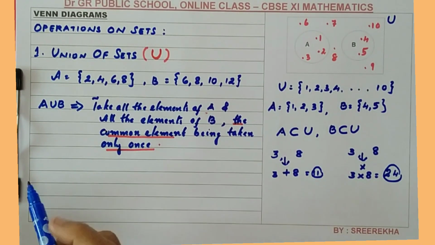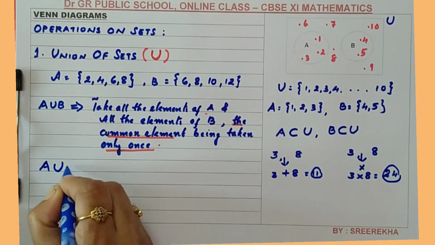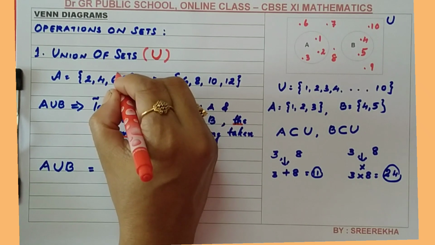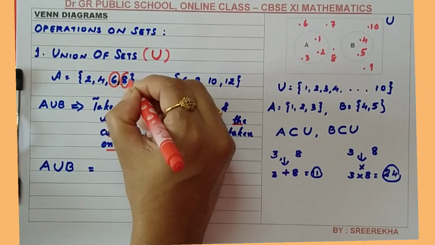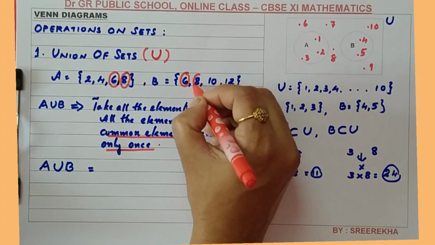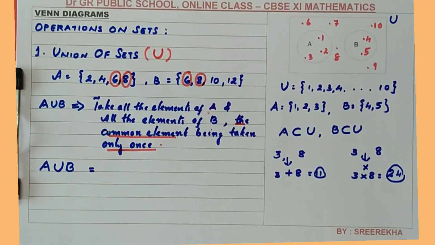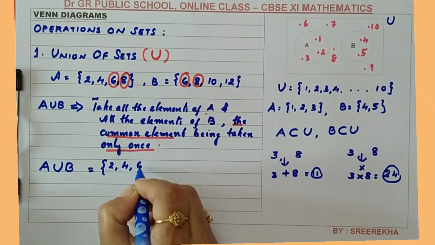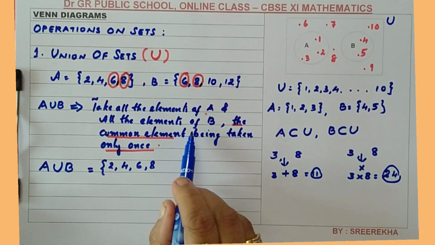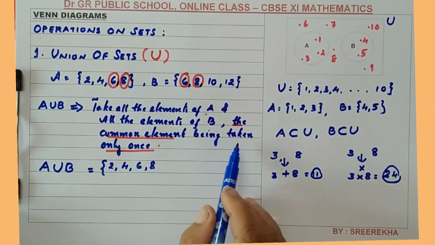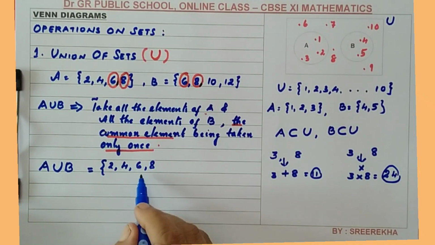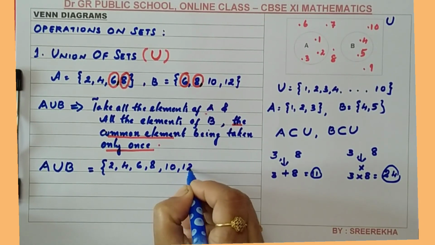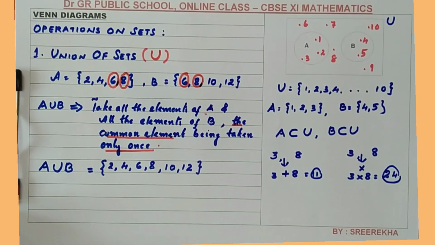For example, in the above sets, we can define what is A union B. Before writing, we need to find out the common elements among the sets. I want to make the union of A and B, so the common elements among the sets are 6 and 8. So you need to write all the elements of A. Which are the elements of A? 2, 4, 6, 8. And all the elements of B you can write, but the condition is that the common element is taken only once. The common elements 6, 8 I already wrote here, so they can be written only once. So the remaining elements in B are 10 and 12. So actually this is the union of A and B, A union B.